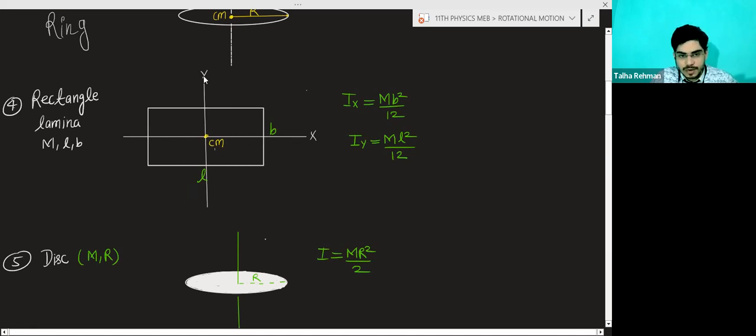So about this axis, the moment of inertia will be ml square by 12. You can see here this axis is cutting this L, meaning perpendicular to the L. So you can write here ml square by 12. And about this axis, the moment of inertia will be mb square by 12.